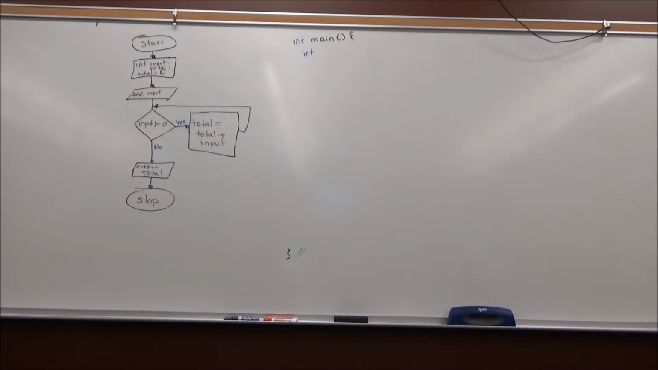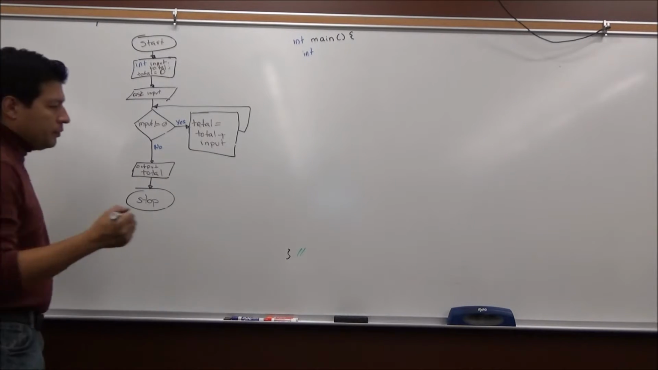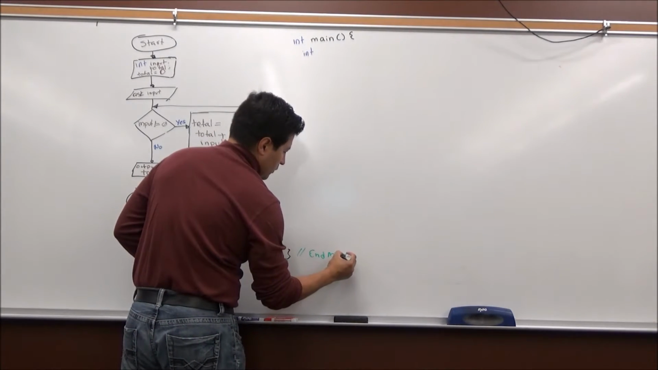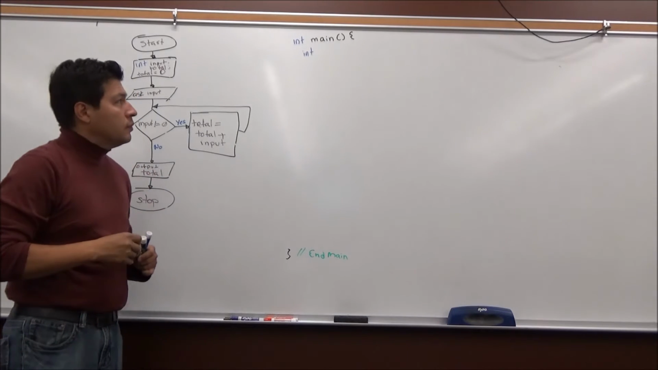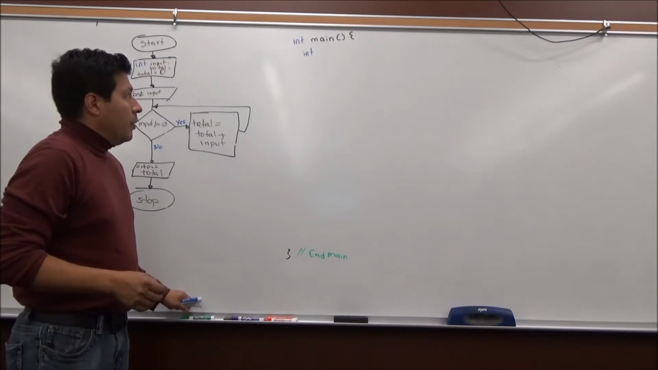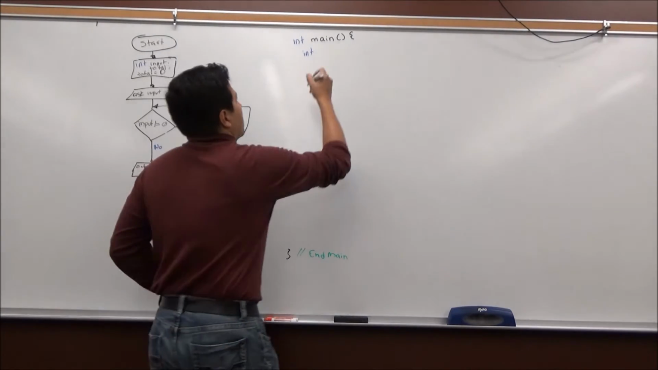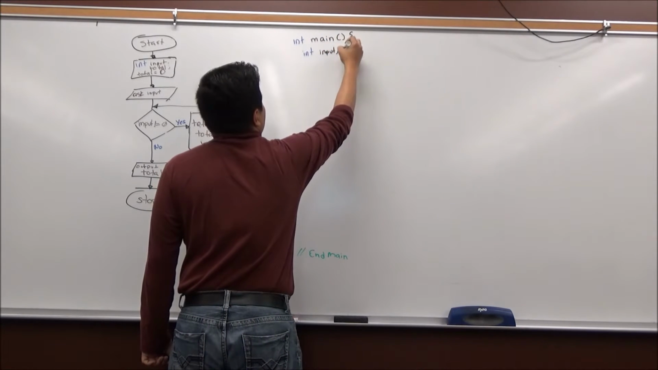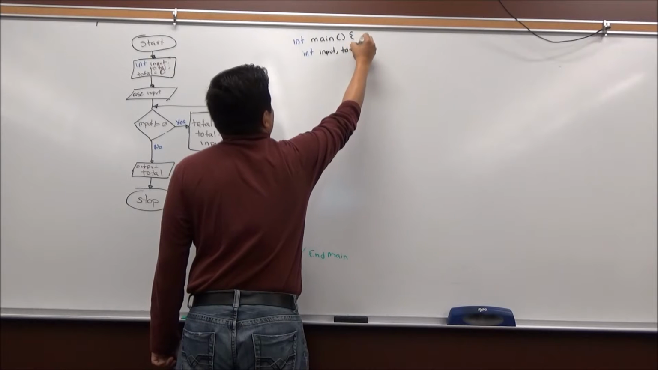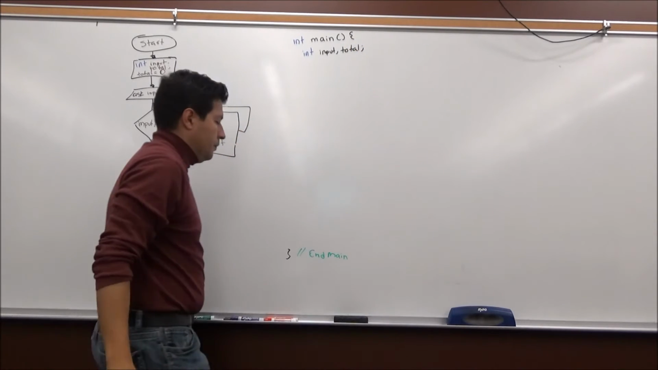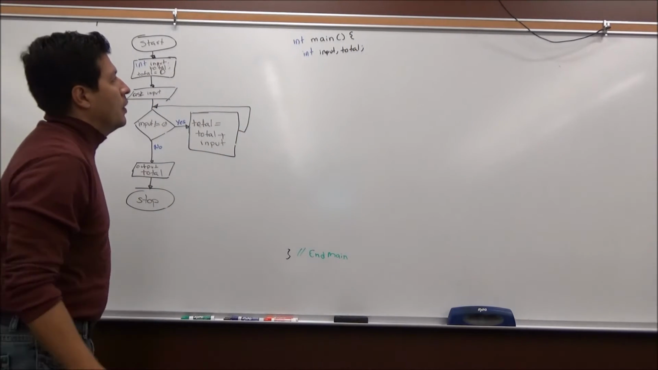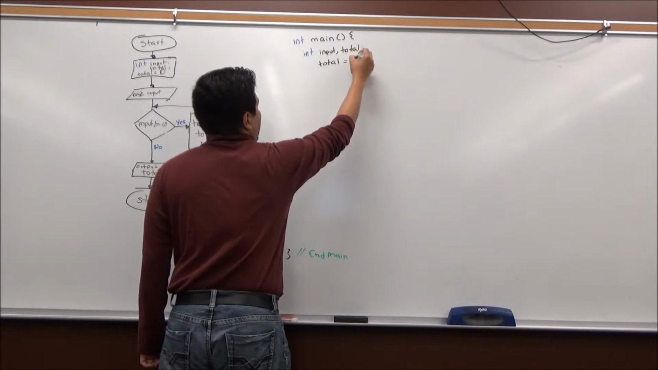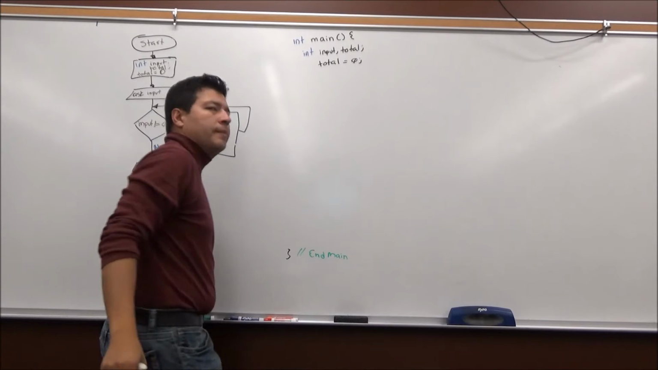So, I declare two variables, right? I can just call them input and total. And my total has an initial value of 0, right?